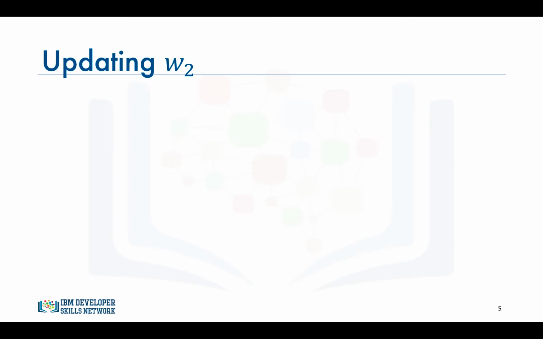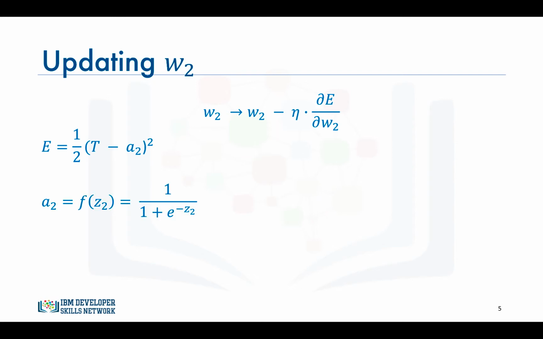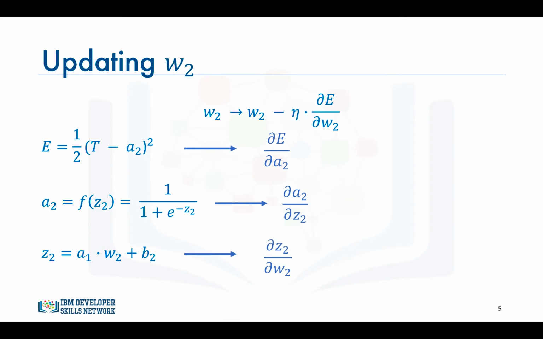For updating W2, we know from our gradient descent video that we need to use this equation to do that. But since the error is not explicitly a function of W2, then we will need to use the chain rule to establish the derivative of the error with respect to W2. So we know that E is a function of A2, and we know that A2 is a function of Z2, and Z2 is a function of W2. Therefore, we can take the derivative of E with respect to A2, and take the derivative of A2 with respect to Z2, and take the derivative of Z2 with respect to W2.